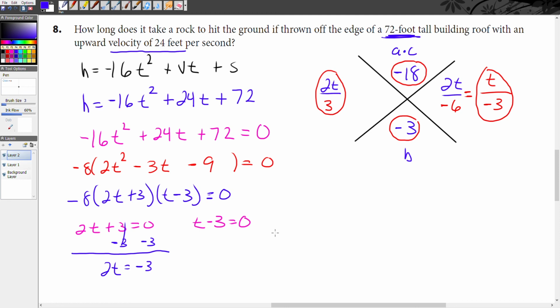t minus 3 equals 0. So I'm going to add 3 to both sides, and I get t equals 3. And this is a positive number, so this is the answer that's going to make sense. So once again, I know that it's going to take this rock 3 seconds to hit the ground.